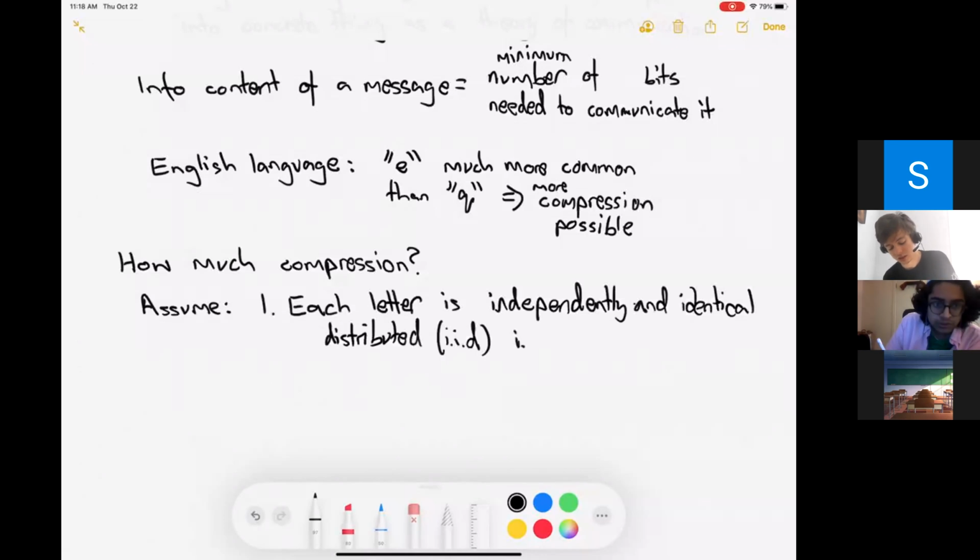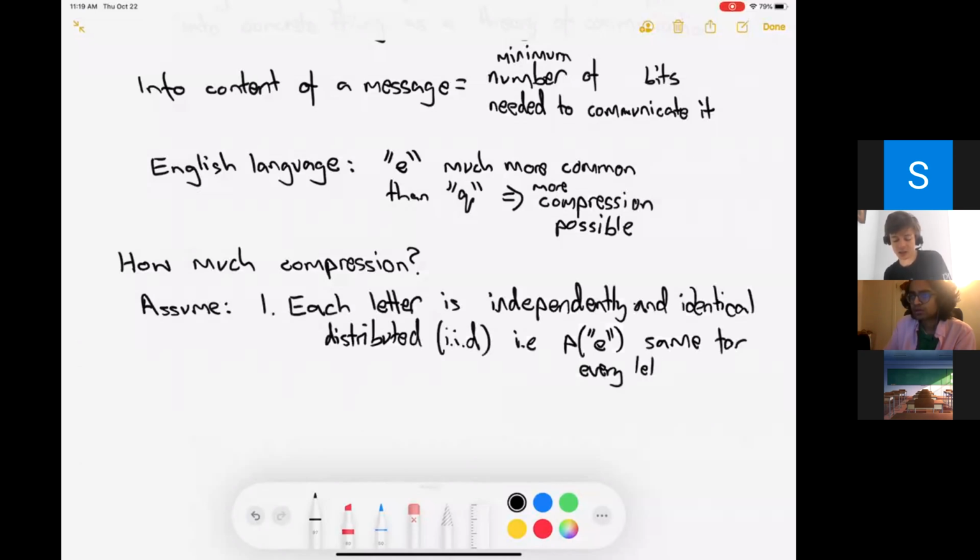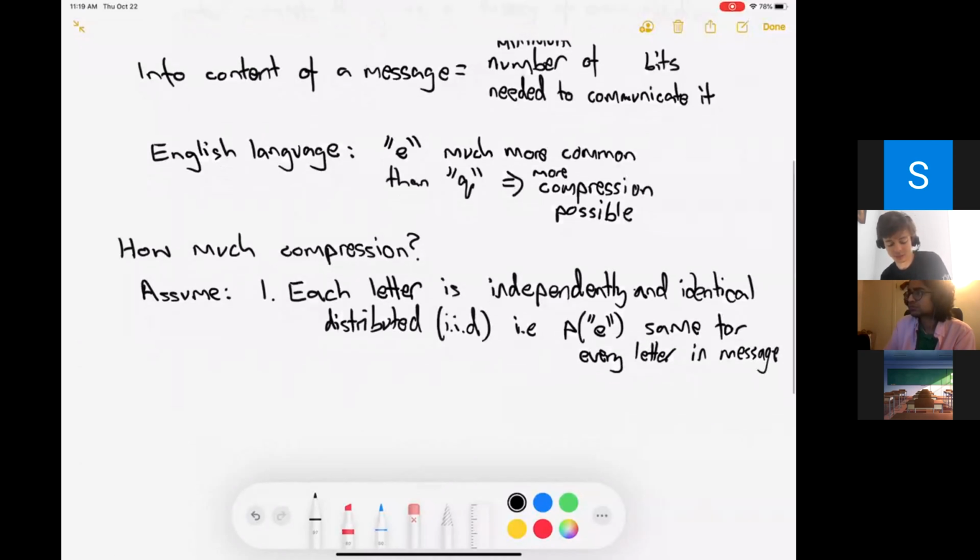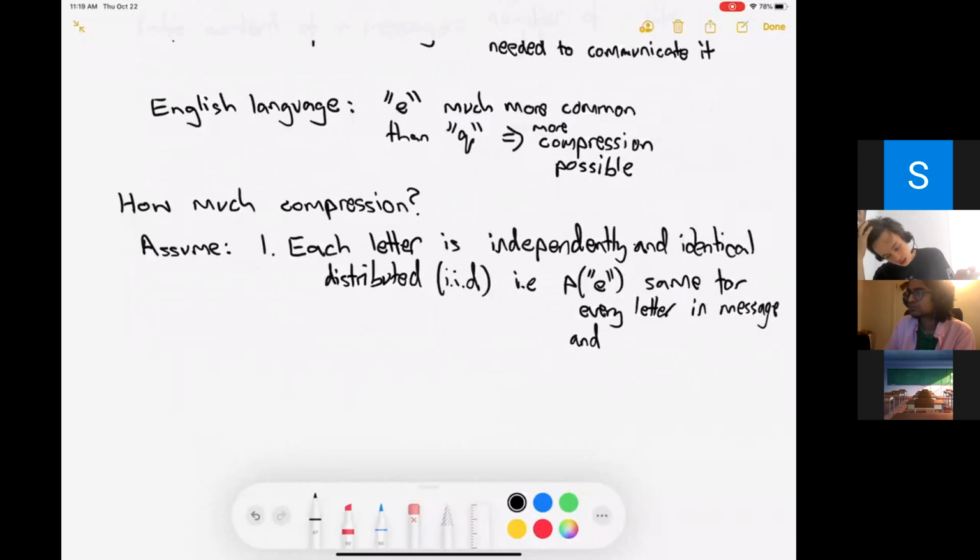In other words, each letter has some probability P of being an E. This is the same for every letter in the message, and it is independent of the other letters, right? So it doesn't matter what the other letters are, the conditional probability is still the same.